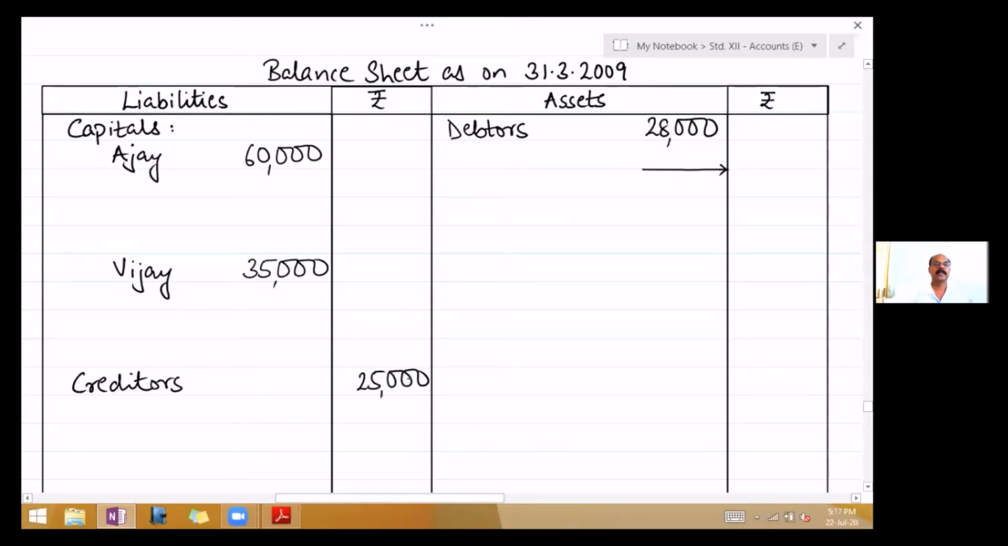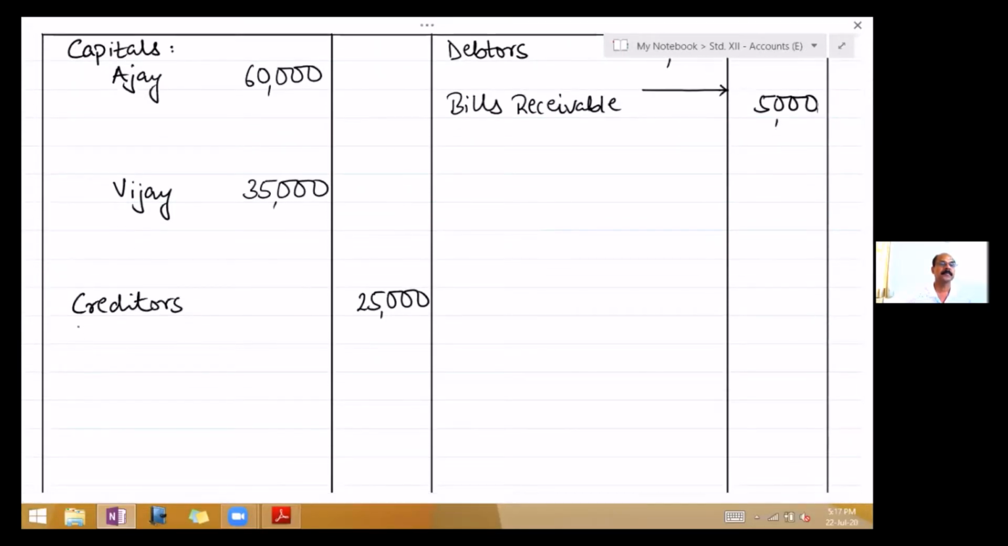Okay. Then next. Now take up bills receivable and bills payable. On the asset side, bills receivable, 5,000. And bills payable will be on the liability side. Below creditors, bills payable, 6,000.